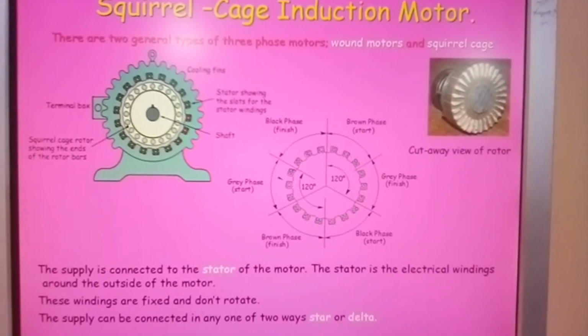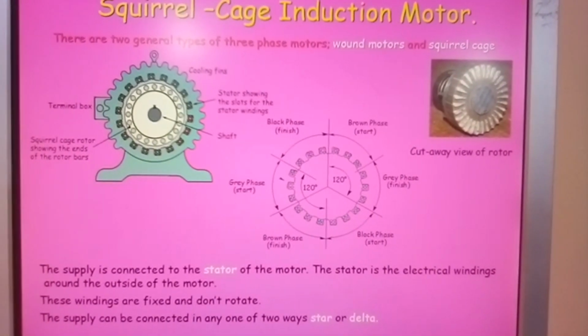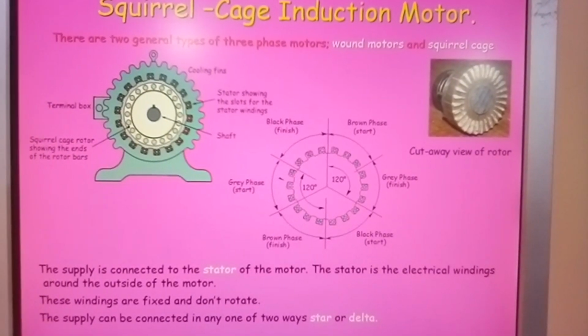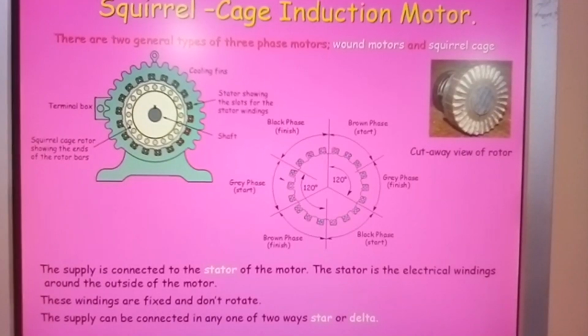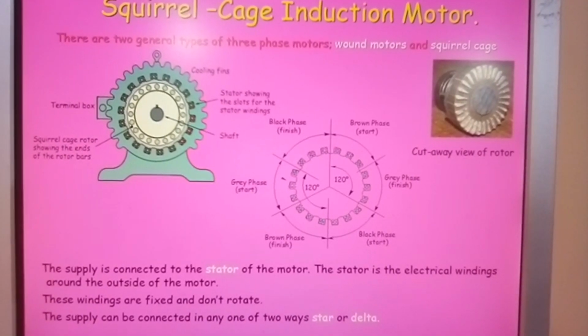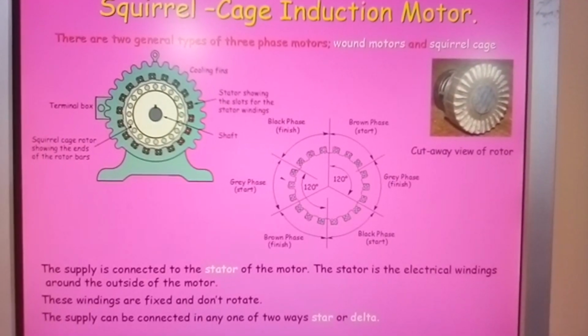Now the supply is connected to the stator of the motor. The stator is the electrical windings around the outside of the motor. These windings are fixed and don't rotate. The supply can be connected in any one of two ways, star or delta.